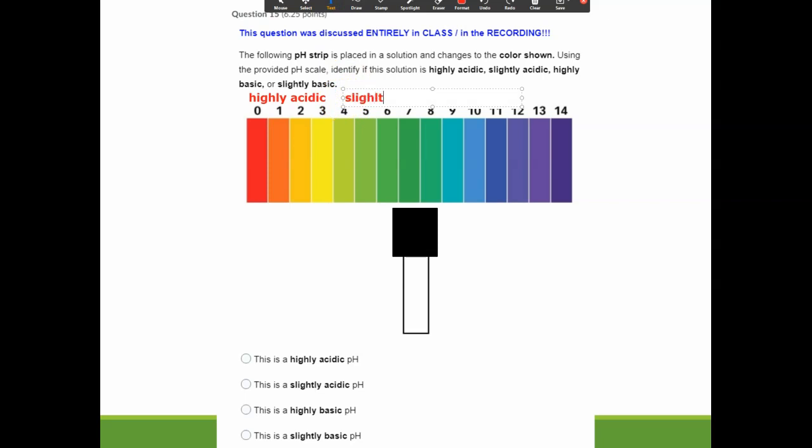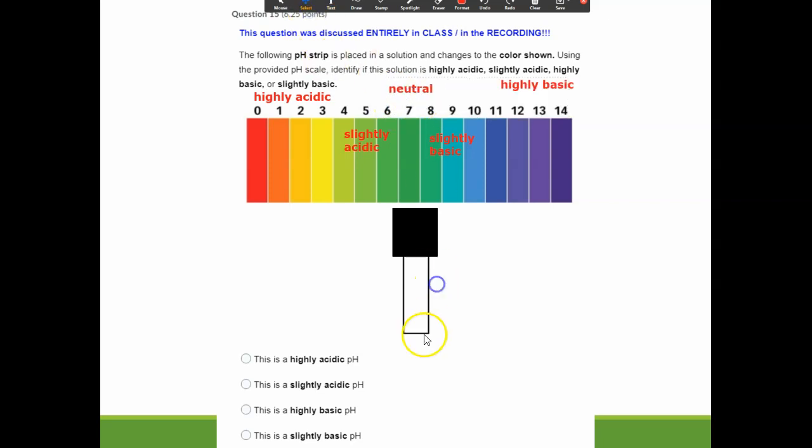Slightly acidic will be the 4, 5, and 6 range. And then the slightly basic will be 8, 9, and 10. And the more highly basics will be over here towards the right, like 11, 12, 13, 14. And then in the center we have neutral, right? So neutral is right in the center.